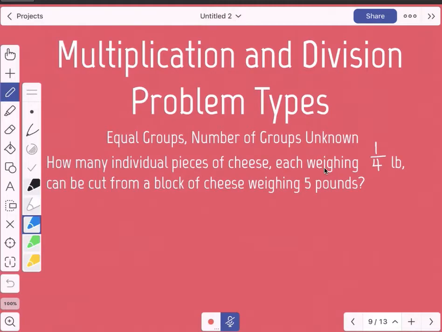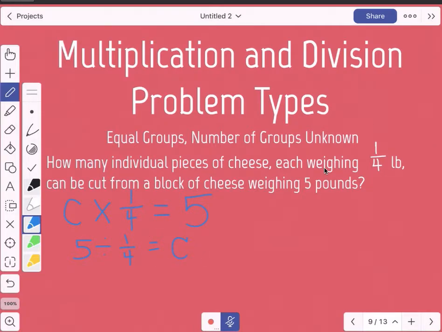So I know that I have groups, but I don't know what size they are. So I'm going to say C for cheese times 1/4 equals 5. That's my situation equation. If I want to solve it, I know I need to divide. So I would have 5 divided by 1/4 equals C for cheese.